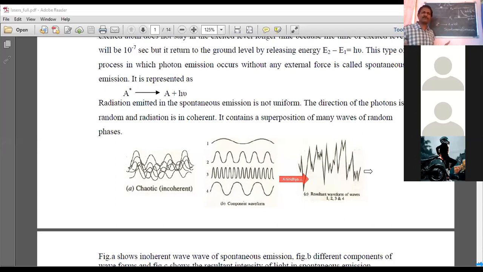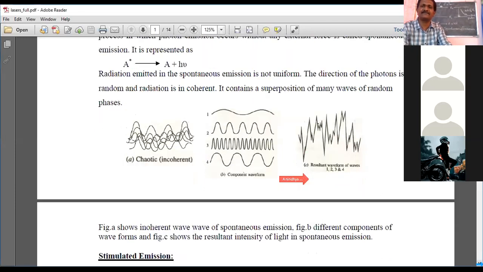So the output is not going to be useful. It is going to be released in a different direction, so it is not useful for anybody. The spontaneously emitted light cannot be used to obtain laser. Now, what is useful for obtaining laser? That process is known as stimulated emission.